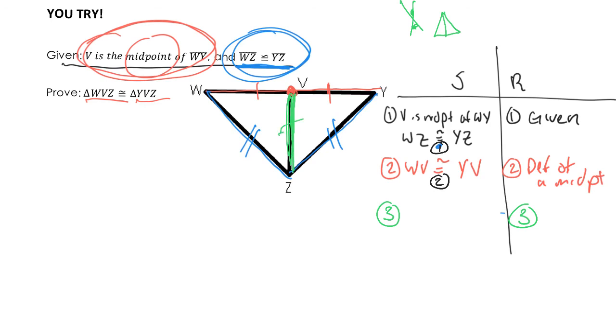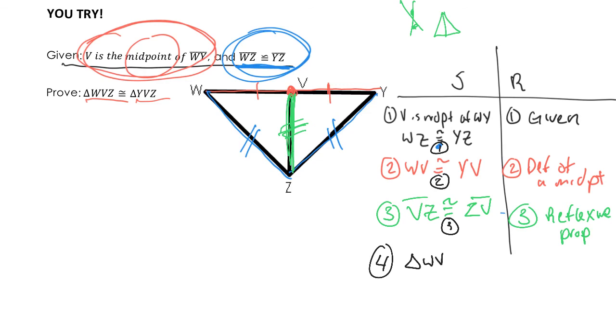It's flipping over that line. So that side is the same in both triangles. V to Z is the same in one triangle as Z to V in the other triangle. It's the same line. And that's the reflexive property. Finally, I see I have 3 congruent signs. And I look at my diagram, I got 3 things equal. So I'm done. Triangle WVZ, congruent, triangle YVZ.